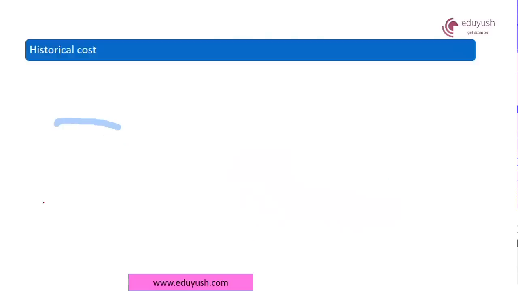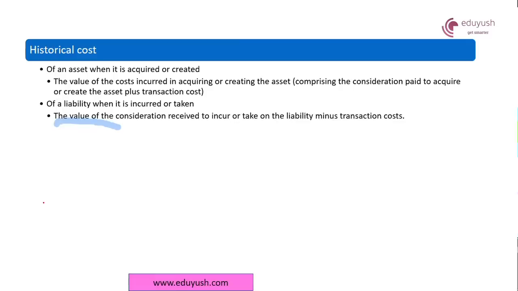So when I look at historical cost, what is historical cost? Can any one of you tell me? Cost based on past history. Cost at which it was acquired. Buying cost, okay, for an asset, the cost at which you acquire an asset. In simple words, the amount you pay to purchase an asset or create an asset. So if you're talking of an asset when it's acquired or created, it is the value of the cost incurred to acquire or create the asset.